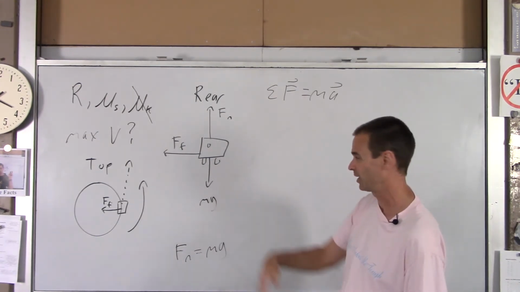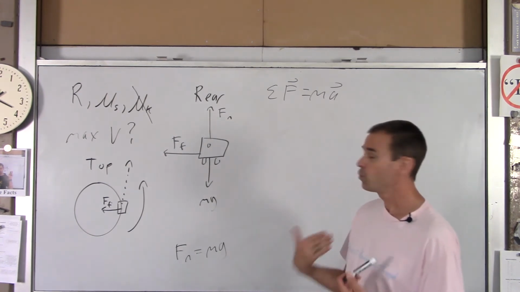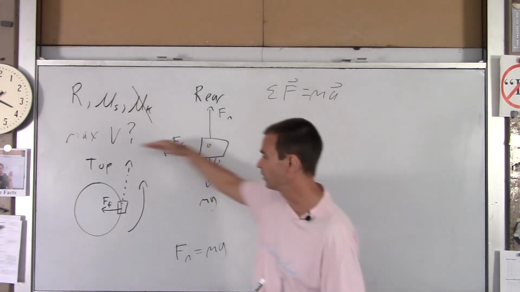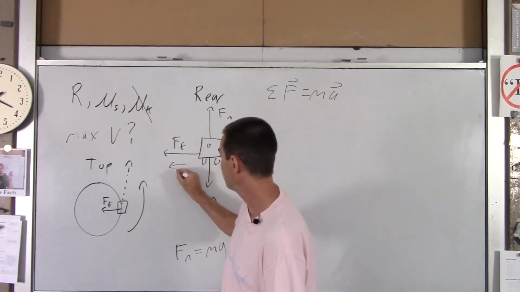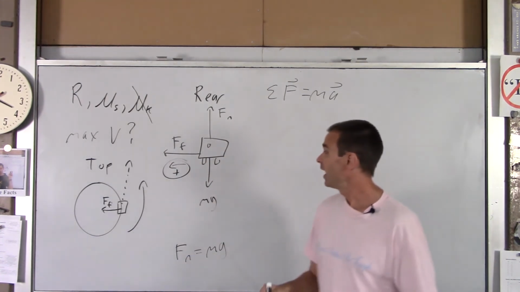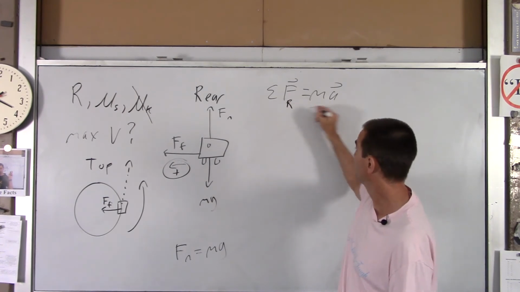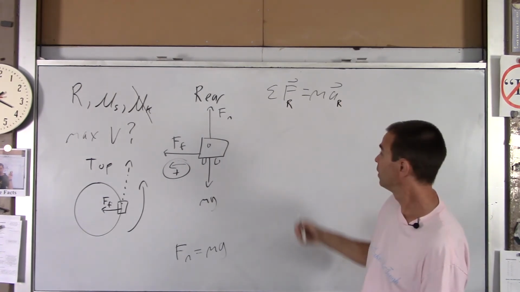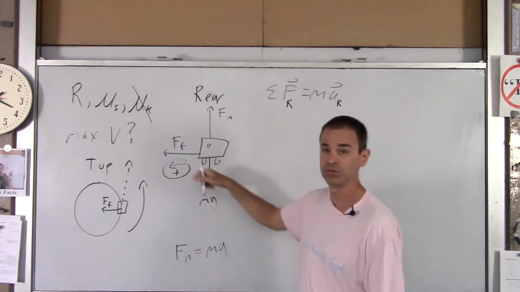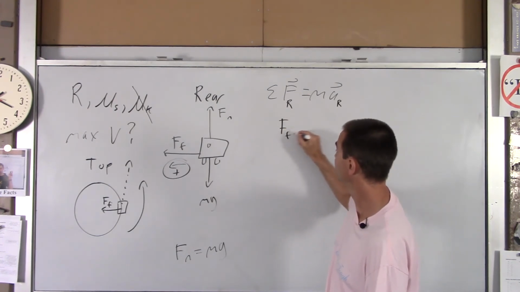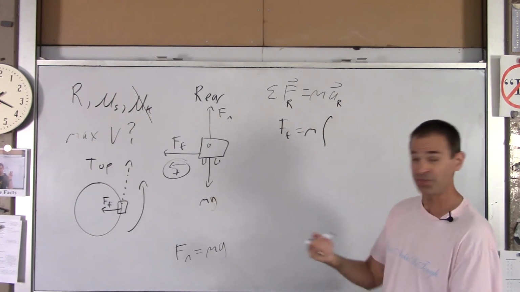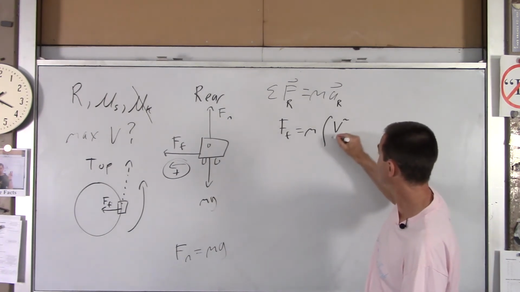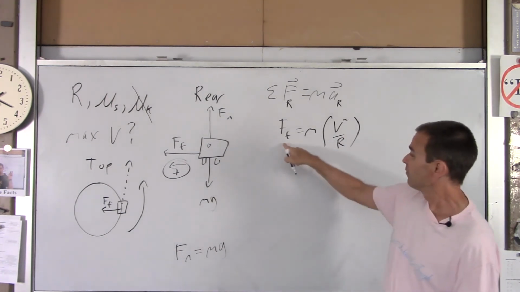Usually in most of our problems, Fn does not equal mg, but here it does because we have nothing else vertically happening. Okay? The direction that we're interested in is the radial direction. Toward the center of the circle is positive, so this way will be positive. And so we'll put little r's here for this is the radial direction. Well, the only force acting in the radial direction is friction. So force of friction equals m, and then the acceleration, the radial acceleration of anything going in a circle is v squared over r.